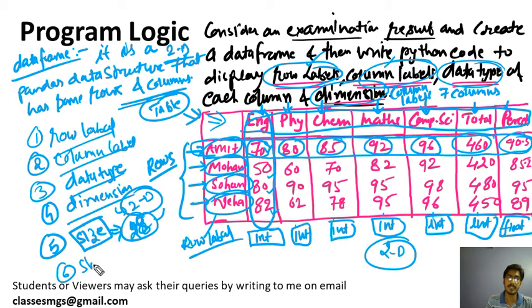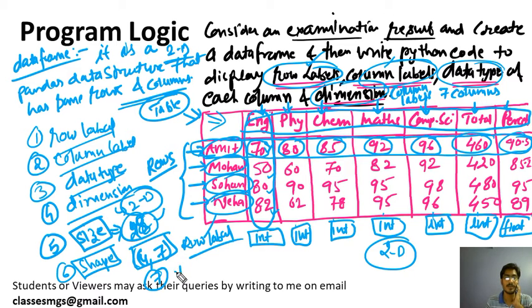What is the shape of this data frame? I am telling you this as additional. Shape is how many rows are there and how many columns are there. How many rows? 4 rows. So 4 comma, how many columns? 7 columns. So 4 comma 7 is the shape of this particular data frame. The shape of the data frame is given by number of rows comma number of columns. So these are the additional attributes you should know if you are working with a data frame.